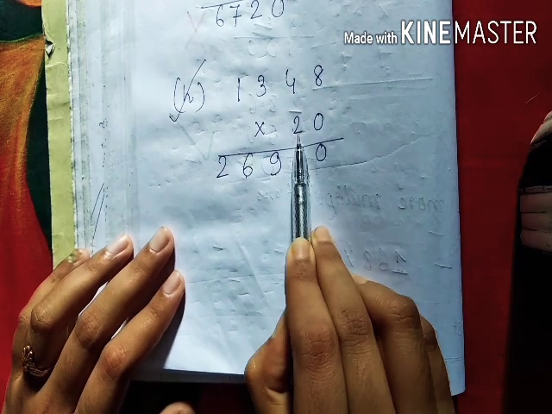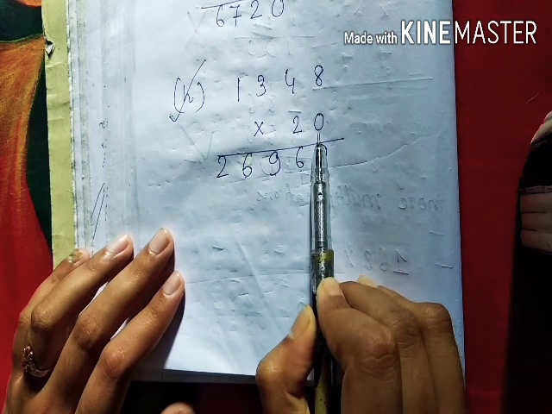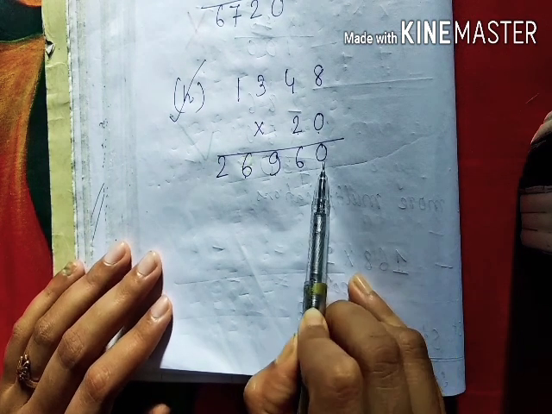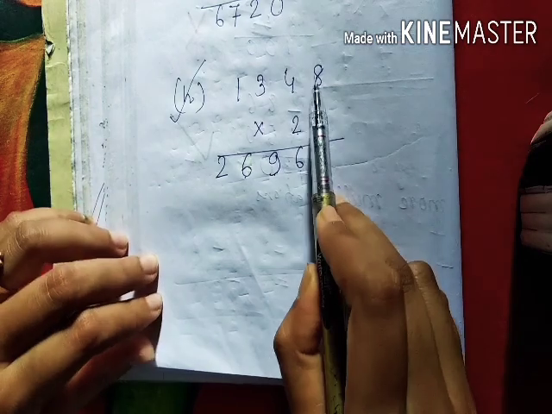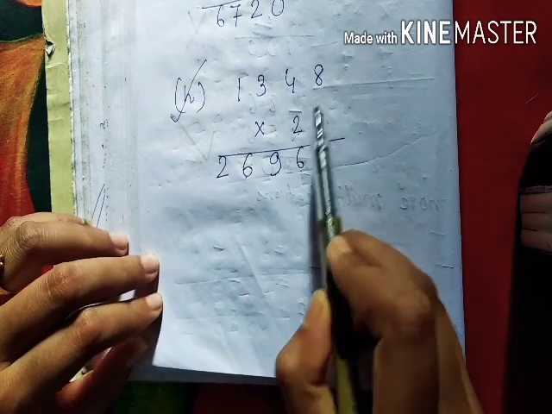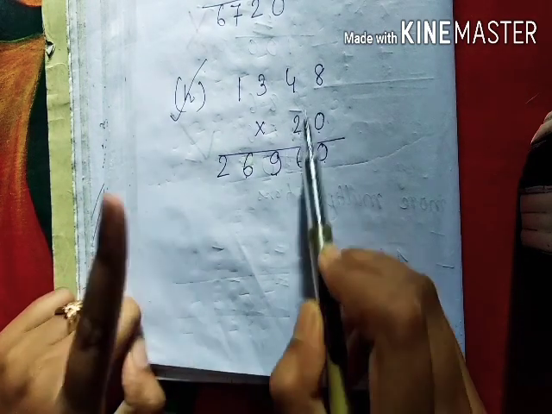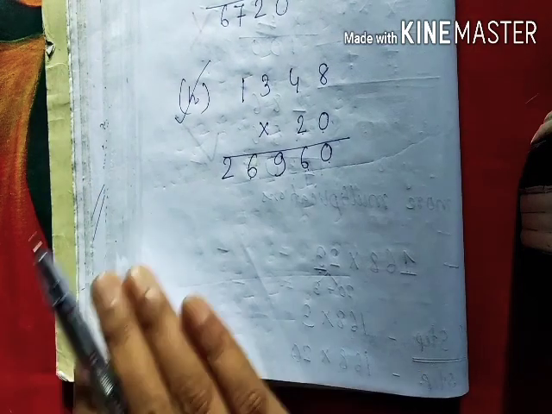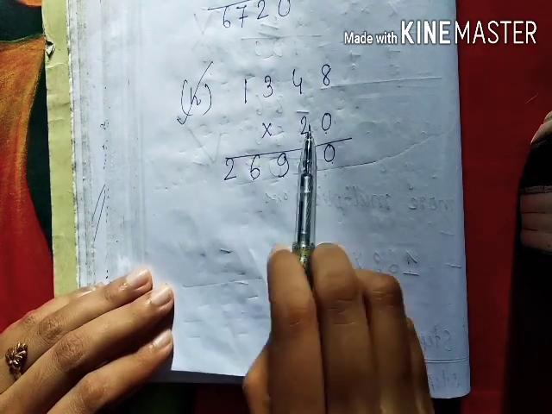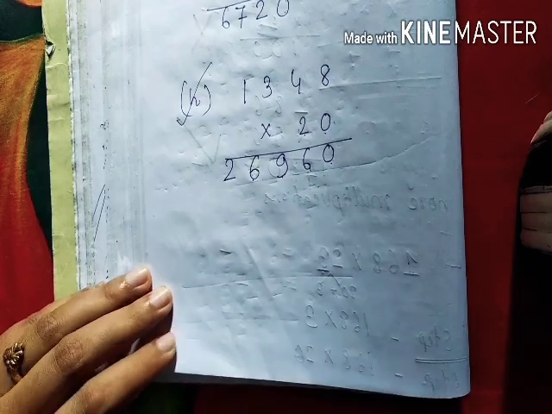1348 into 20. Okay, so again unit place 0 is there, so we have to write 0 in the ones place, and then we have to continue multiplication. So 8 2s are 16, carry 1, 4 2s are 8 plus 1 is 9, there is no carry now, 3 2s are 6, and 2 1s are 2. Okay, so this is your final answer.